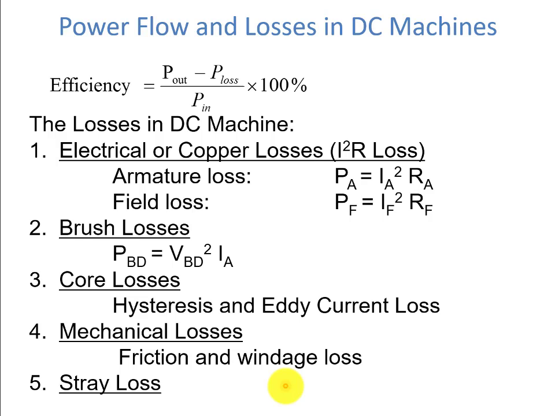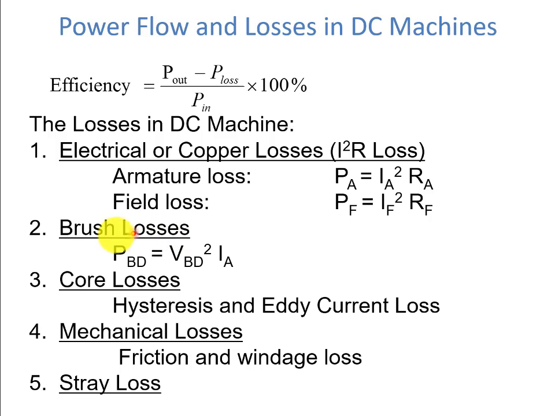So let's look at the power flow and losses in these DC machines. So obviously these are the basic relationships, and we have the efficiency, which is equal to output power minus losses over input times 100%. So the losses in DC machines are mostly electrical or copper losses, which are known as the I square R losses. One of them is the armature loss, IA square RA, and the other one is the field loss, which is IF square RF.